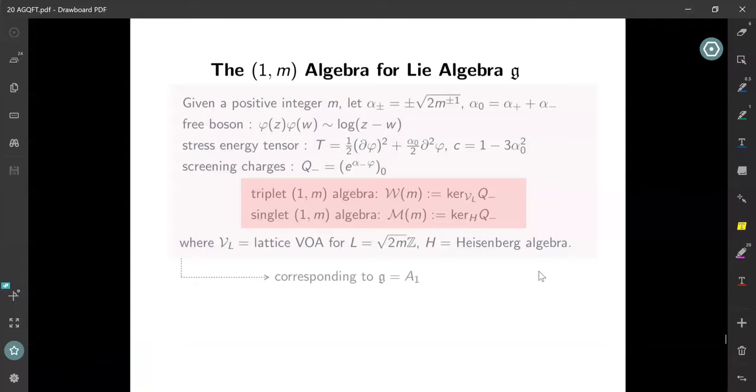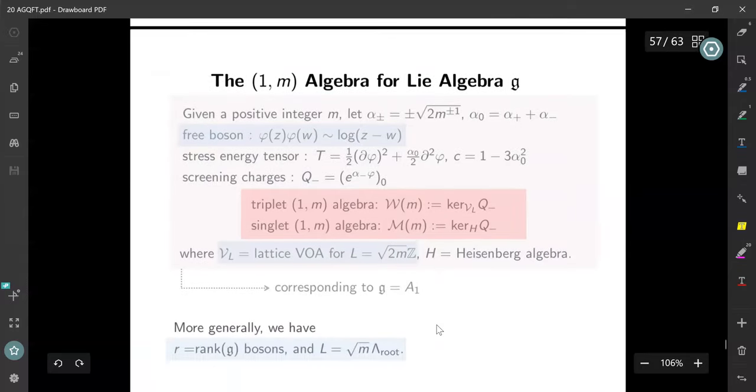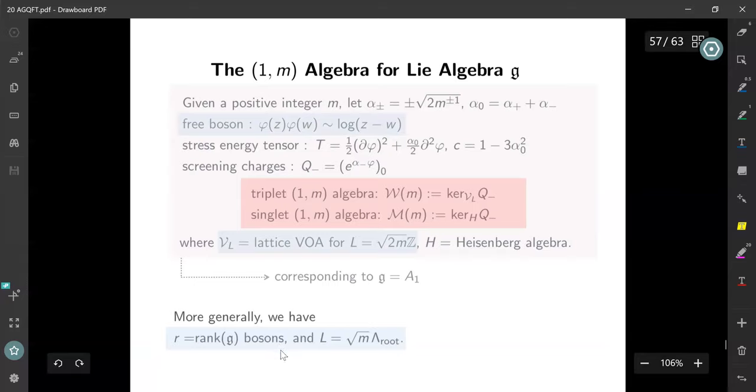So in one direction, let's look at the simple 1, p logarithmic algebras. We can actually generalize it to any simply laced root system. And what do we do? Well, the case I described for you actually corresponds to just the A1 case. So in general, what you have to do is that you have r number of bosons to start with, where r is the rank of G.